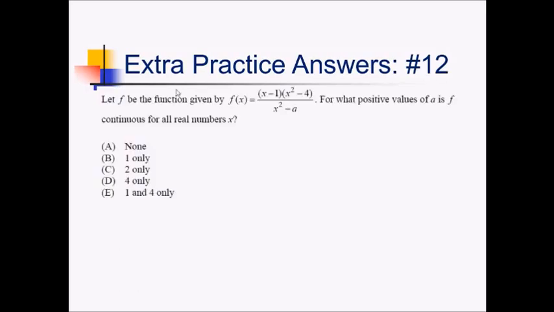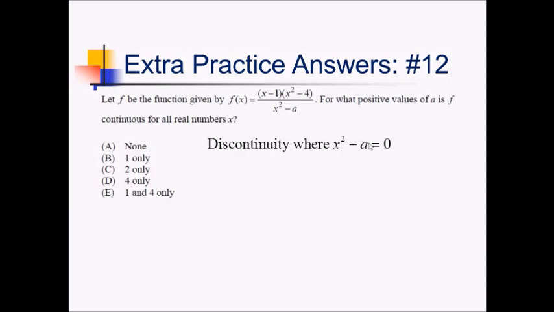For this problem, we're given this rational function with this mystery constant a in the denominator. And we want to know for what positive values of a, and this is the key here, this f is going to be continuous for all real numbers. The only way for this thing to have any discontinuities is if we have a 0 in the denominator. So we're going to have discontinuities specifically where x squared minus a equals 0.